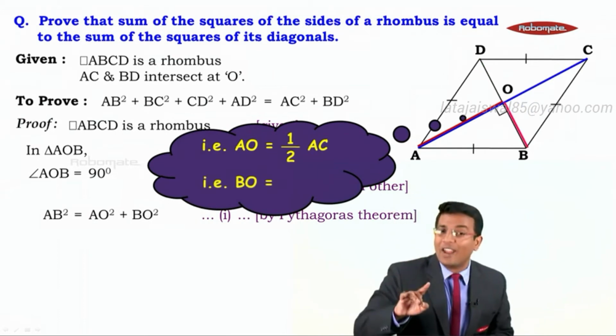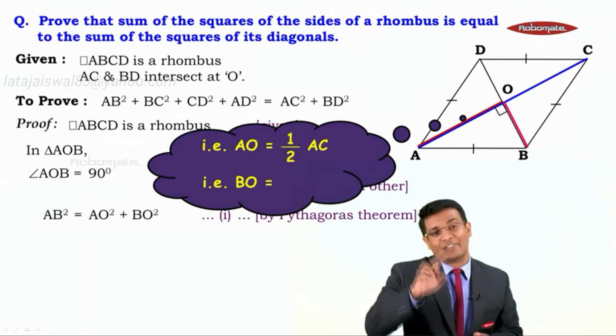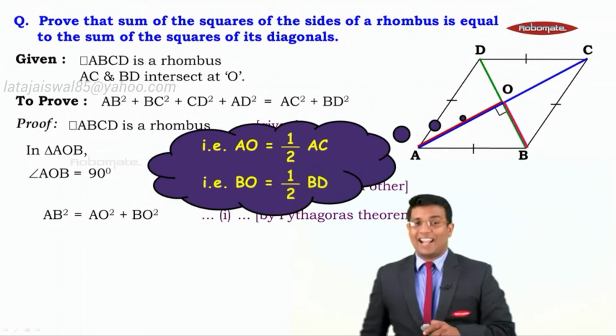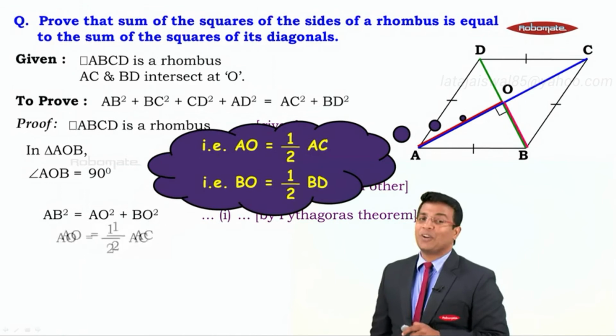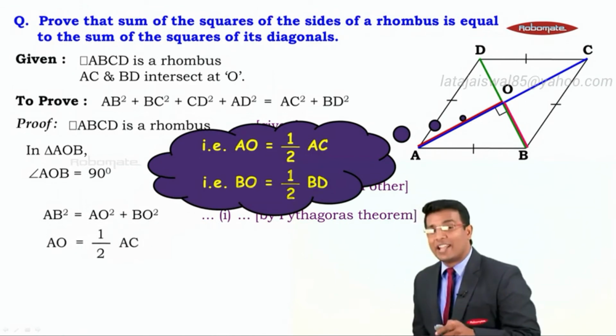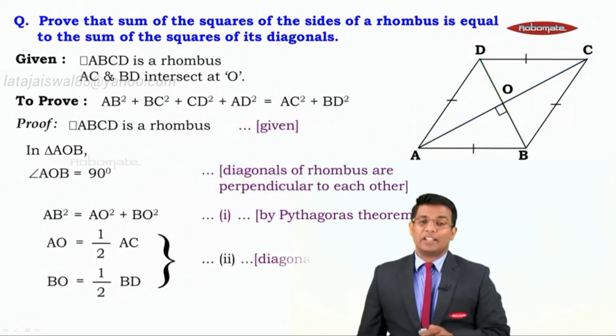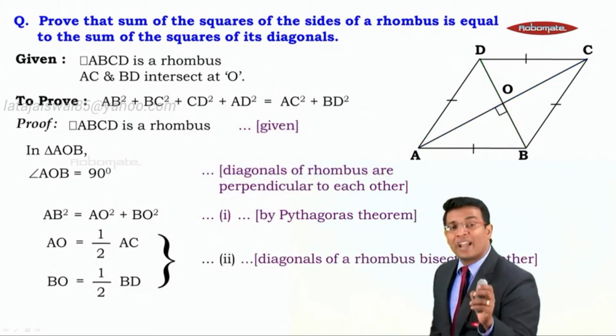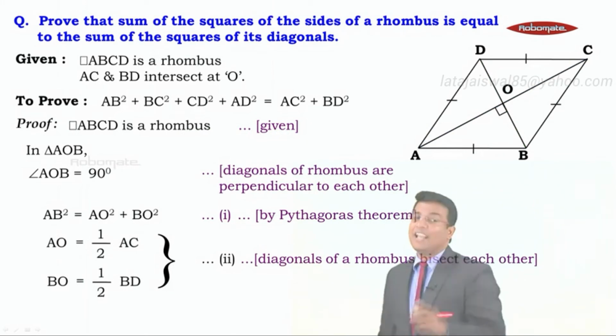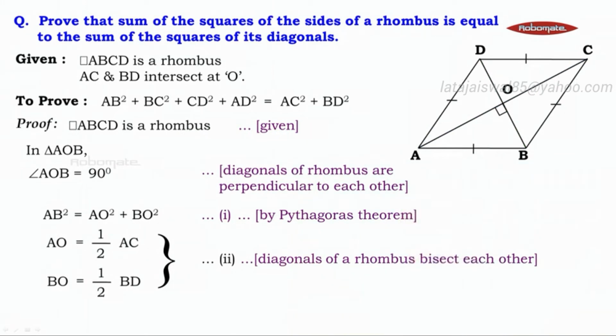And same way, what can we say about the length of BO? It is half the length of BD. And these are the two things which we know. And that is what we write. AO is half of AC and BO is half of BD. The reason for both would be nothing but because diagonals of a rhombus bisect each other. And that will be your statement number 2.